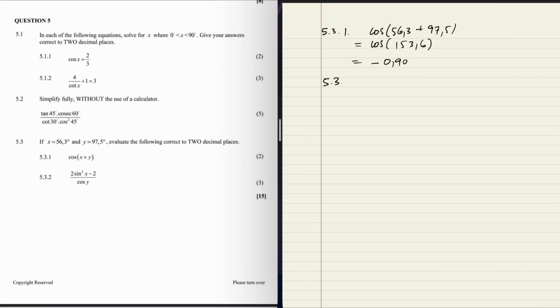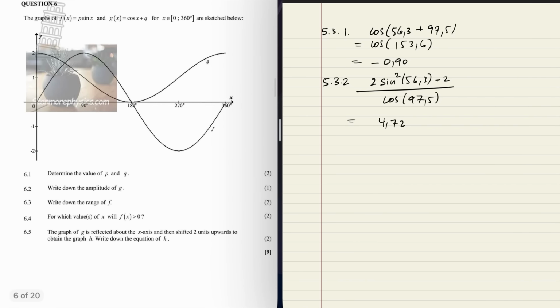Question 5.3.2. Here we're going to substitute. We'll say 2 sine squared, and here we have x, so x is 56,3, and then we're subtracting 2 from there, divided by cos, and y is 97,5, and that's going to equal 4,72.